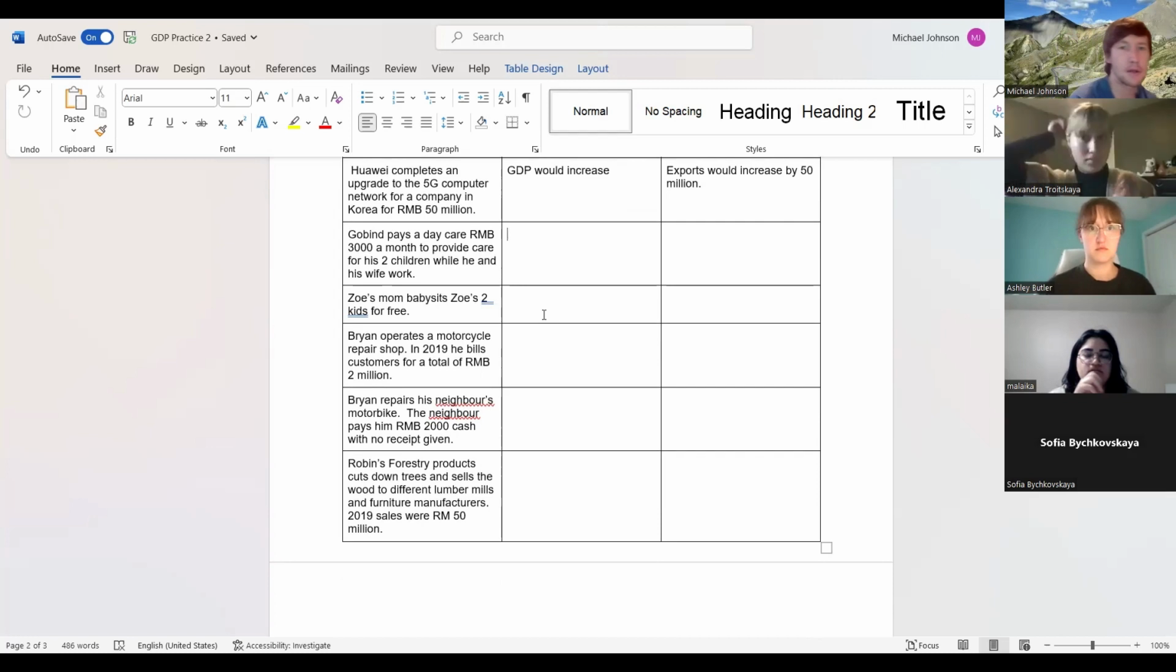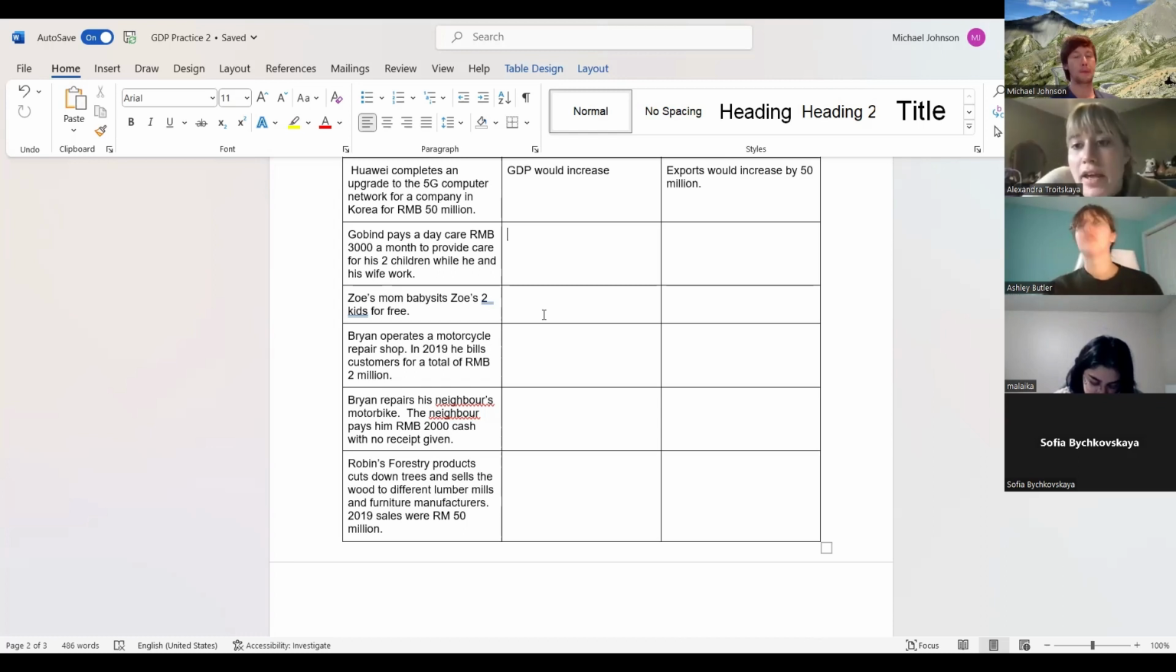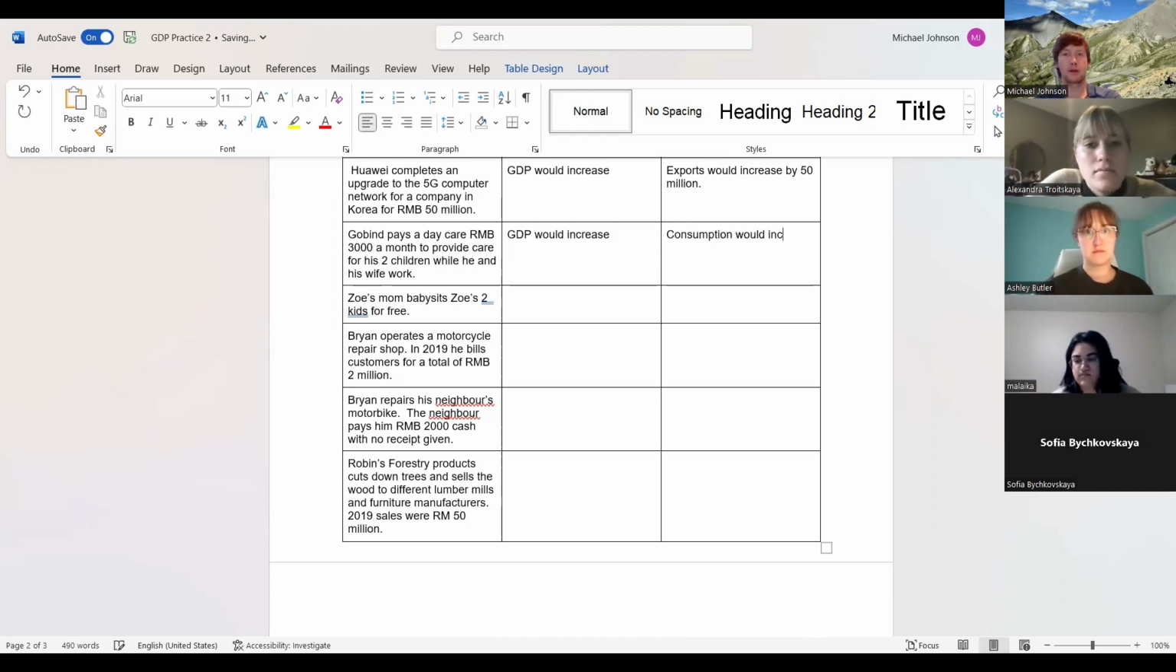So Goldbind pays a daycare $3,000 a month to provide care for his two children while he and his wife work. So what would be the change in GDP? It doesn't count children care, I think you mentioned. Oh, when I said that, it means if it's a parent staying at home, not getting support. Okay, sounds good. So it will increase GDP because it goes to the public. Yes. And what would it be under, consumption, investment? It's a consumption, I'd say. Yes, exactly. So consumption would increase by $3,000 a month.